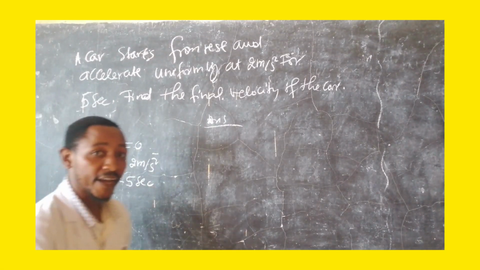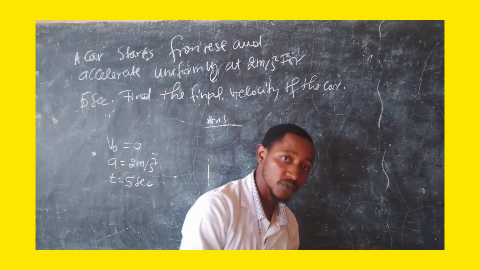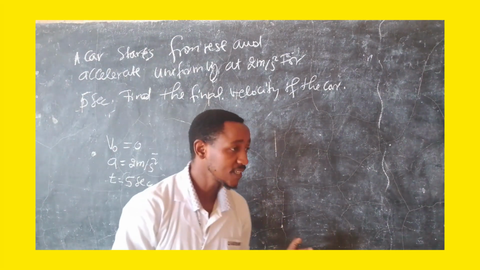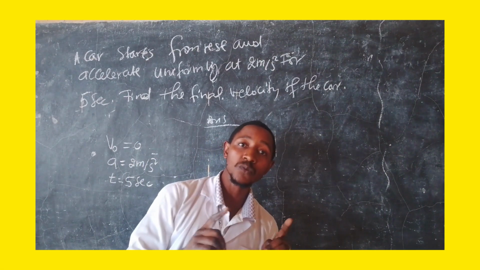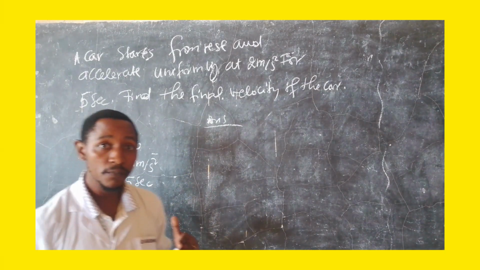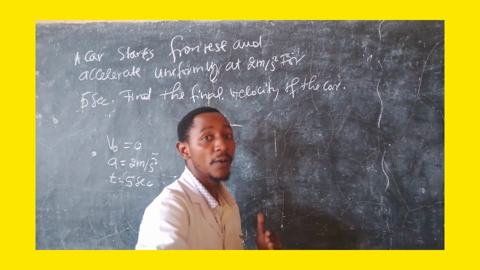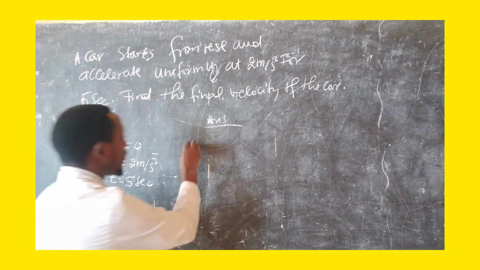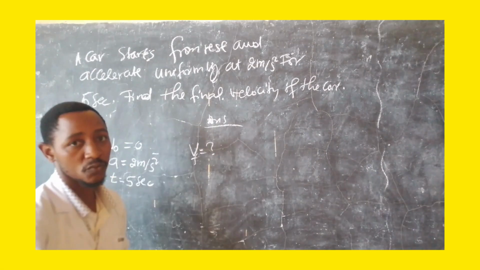So when the car is moving with different velocity, there is acceleration. But when the car is at rest, the velocity is equal to 0. It means that according to this equation, the body moves from rest and moves a certain distance using a certain velocity. The question is to find the final velocity.